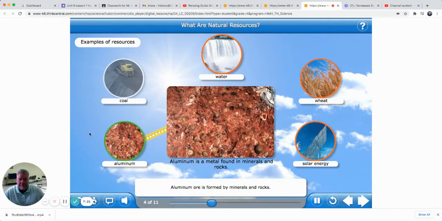Aluminum ore is formed by minerals and rocks. It takes a long time for aluminum ore to form, so it's a non-renewable resource. However, aluminum can be recycled, so it can be reused.